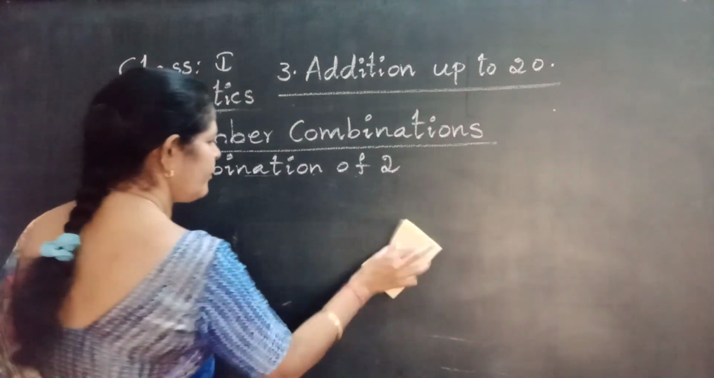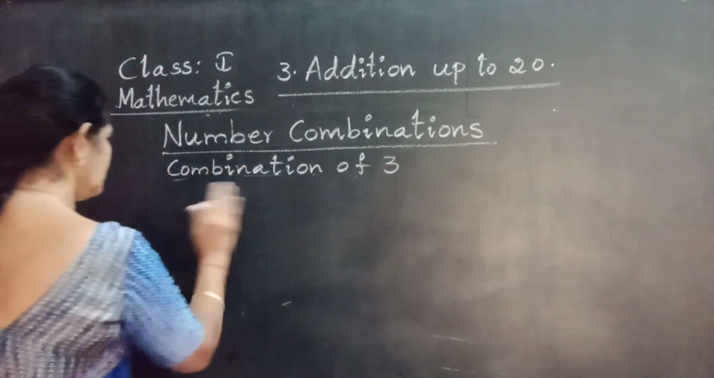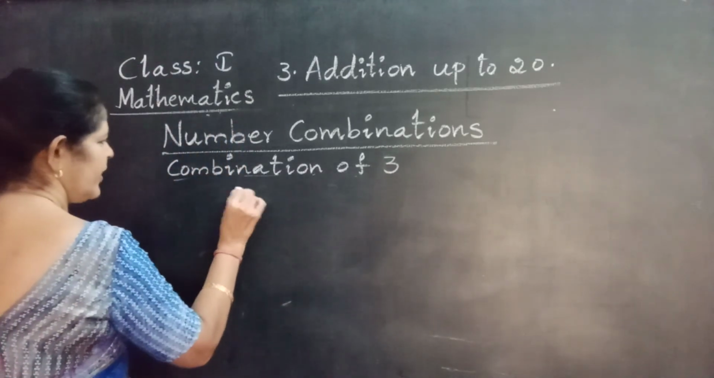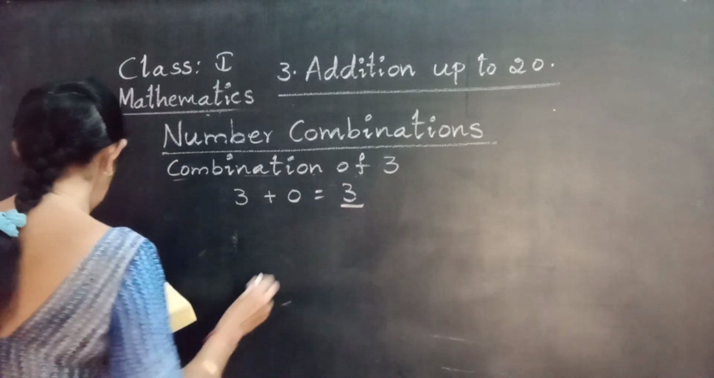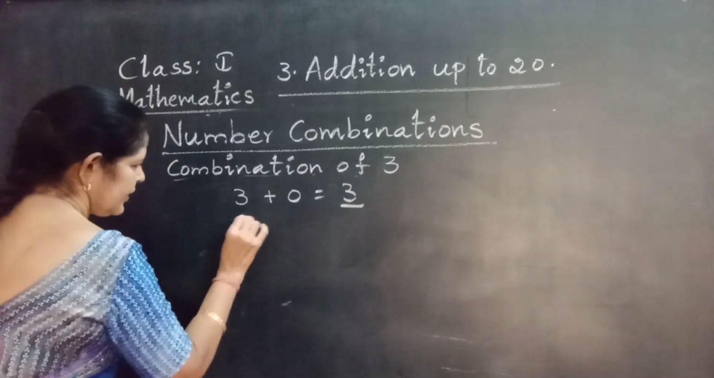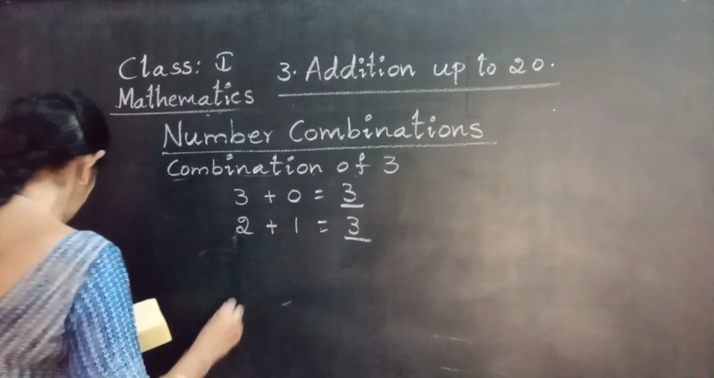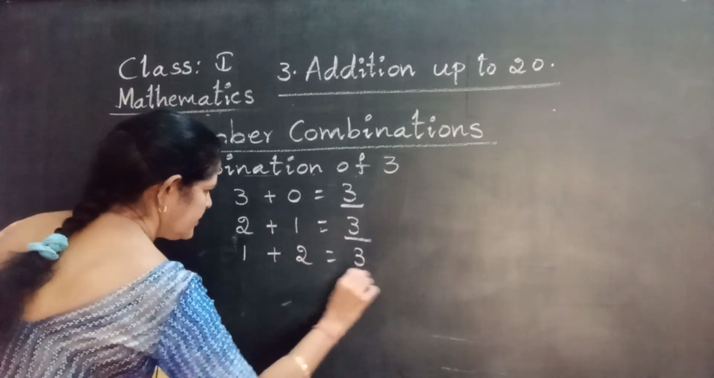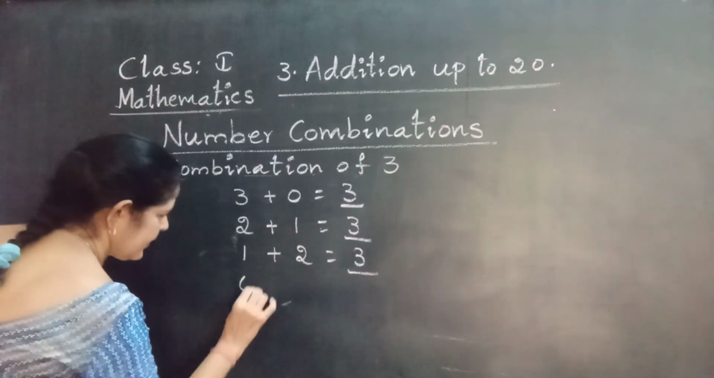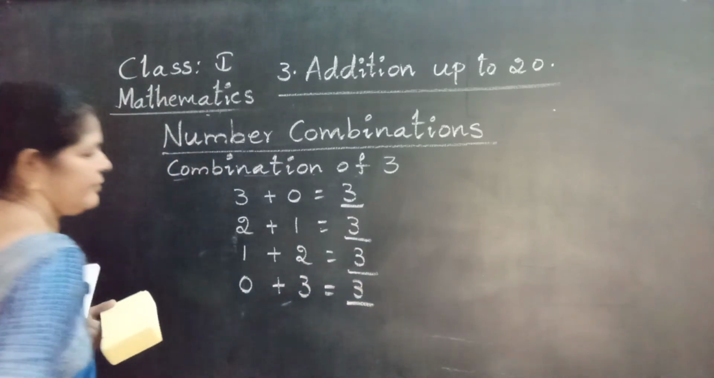Next one, combination of 3. How do you get 3 with 2 numbers? Very good. 0 plus 3, 3. 3 plus 0, 3. 2 plus 1, 3. 1 plus 2, 3. This is the combination of number 3.